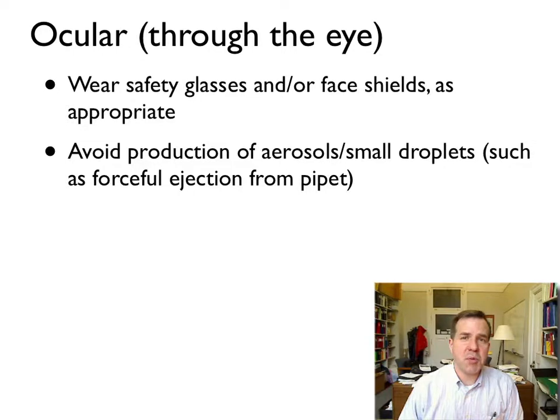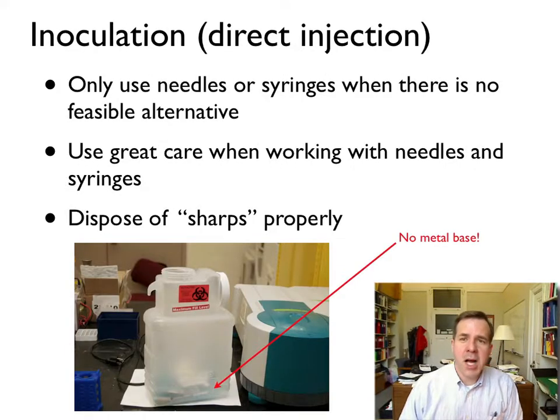And as already mentioned, we want to avoid the production of aerosols or small droplets, such as by forcefully expelling liquid from pipettes. Inoculation is direct injection. So as we've already mentioned, we only use needles or syringes when there is no feasible alternative to their use. Of course, if we do use them, then we use great care. We work with them very carefully. We keep track of them so that no one gets accidentally stuck.